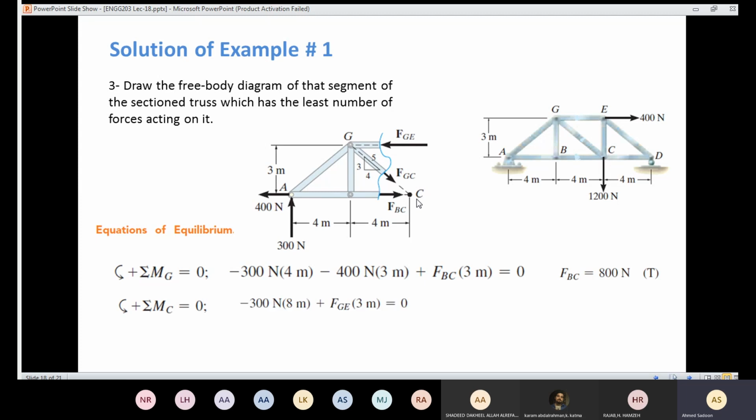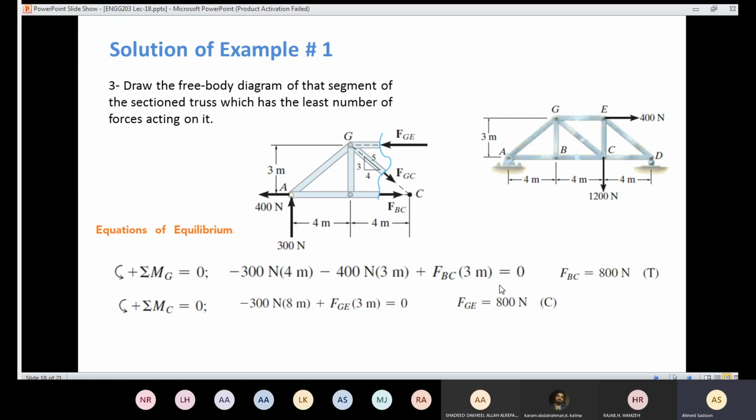So if I take the moment about C, I have 300 newtons negative moment, and the perpendicular distance is 8, because here is the line of action and here is the shortest distance. And for FGE, here is the line of action and here is the shortest distance, 3, and the rotation is counterclockwise, so it's going to produce a positive moment. Now I have only one unknown. I can easily solve for FGE.